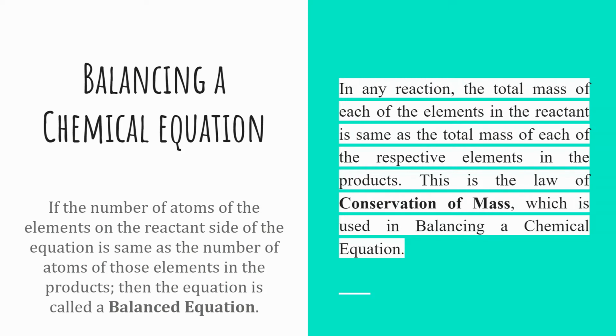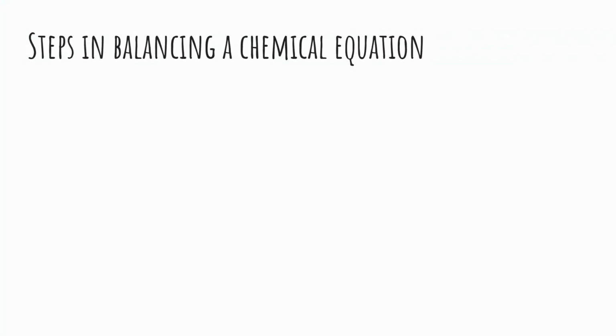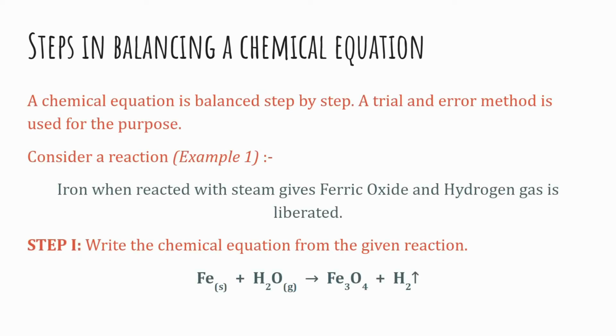Now, in any reaction, the total mass of each of the elements in the reactants is the same as the total mass of each of the respective elements in the products. This is the law of conservation of mass which is used in balancing a chemical equation. Now let's learn what are the steps in balancing a chemical equation. This is literally very interesting, but it is equally important and it is asked for 3 or 4 marks in your examination. So please pay attention to this.